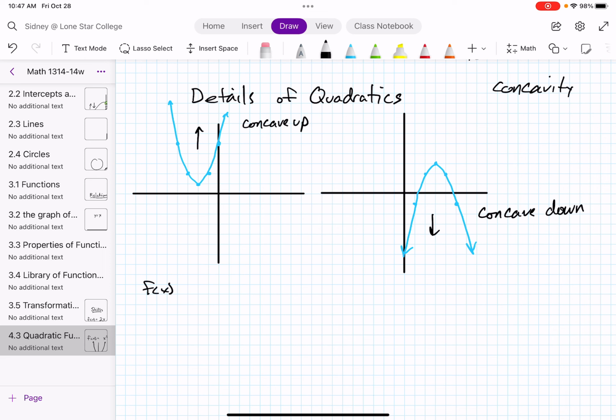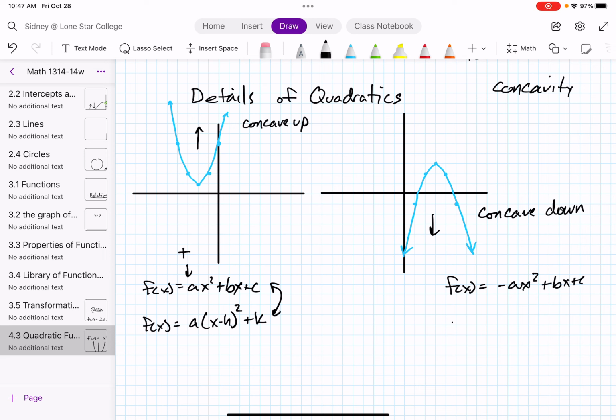And it doesn't matter if it's in the standard form ax squared plus bx plus c, or if it's in vertex form a times x minus h squared plus k. It's the same thing either way. If a is positive in either of these forms, it's going to be concave up. Hopefully it's intuitive then that if a is negative in either of those forms, it's going to be concave down.